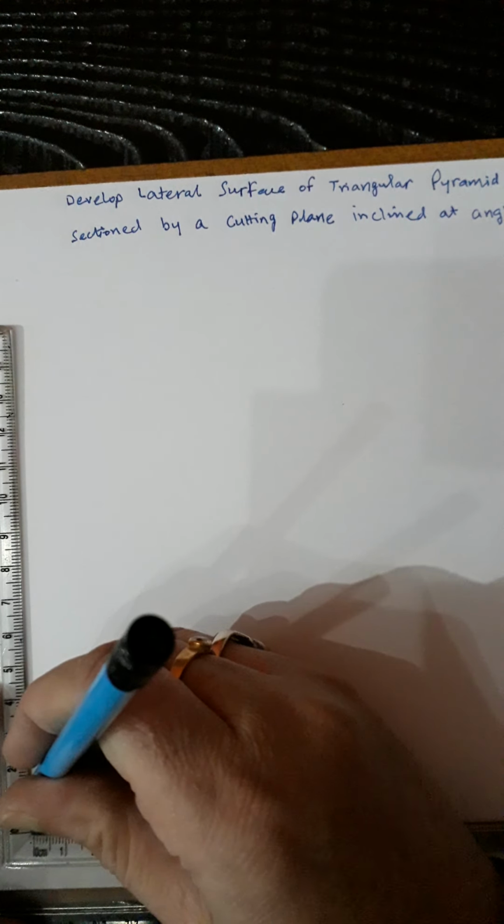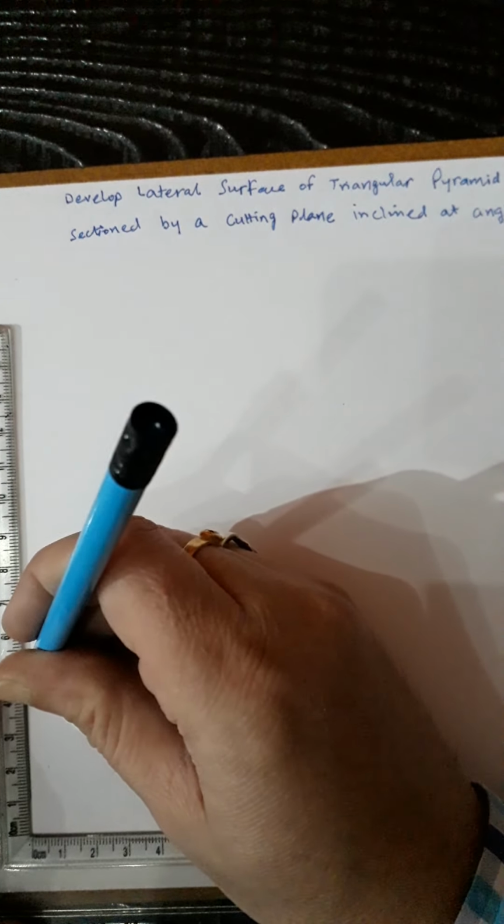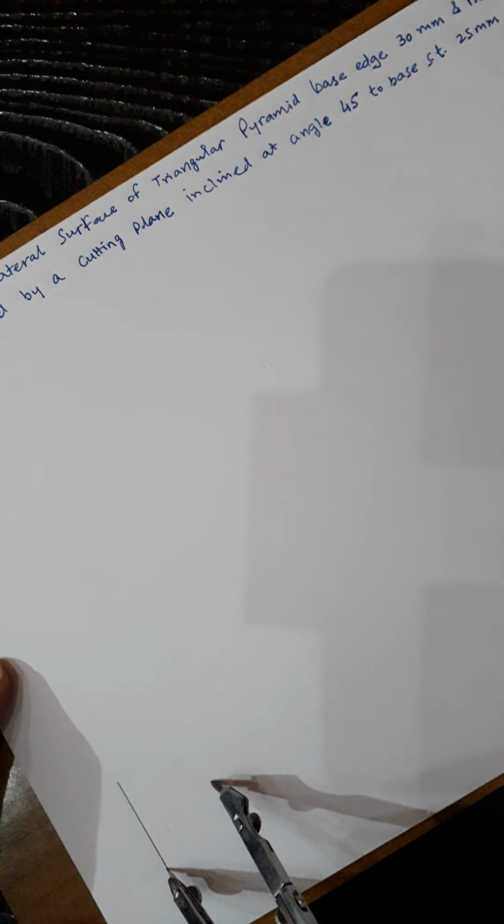The triangle has a 30 mm base edge. So I am drawing the top view first. I am drawing the 30 mm base edge. Now, it is an equilateral triangle, so I'll be measuring and drawing the equilateral triangle.